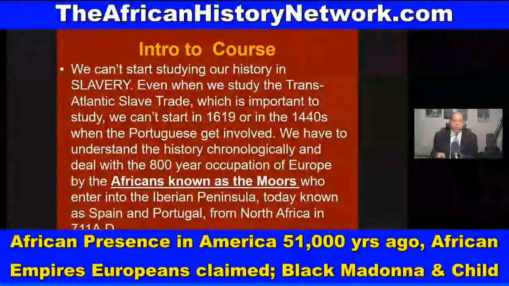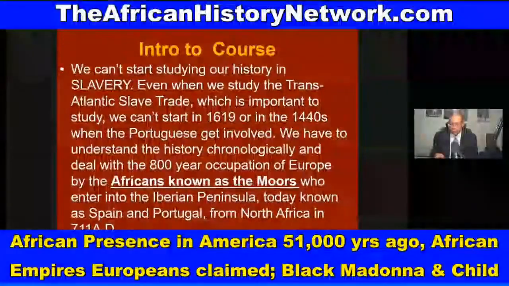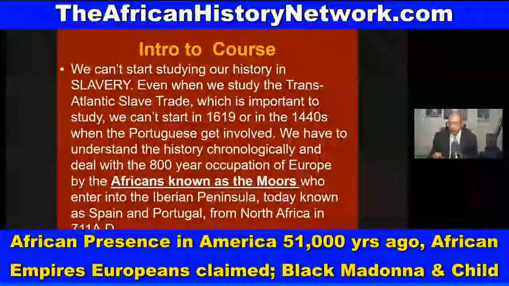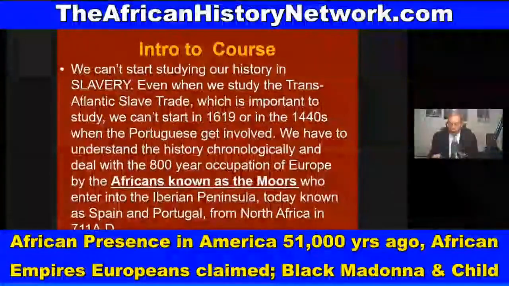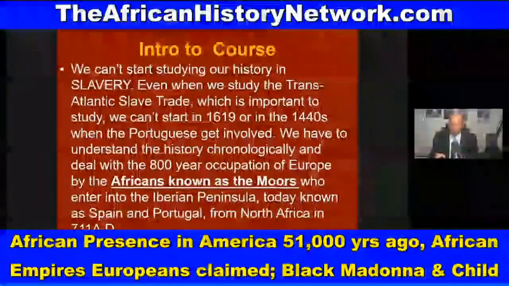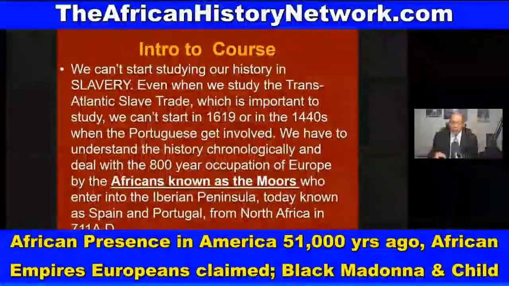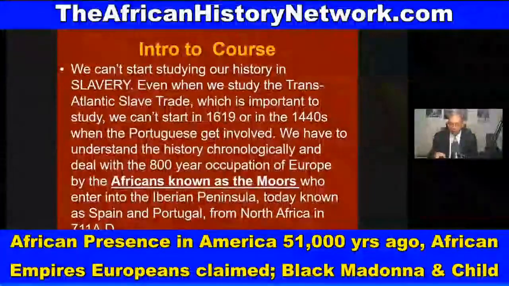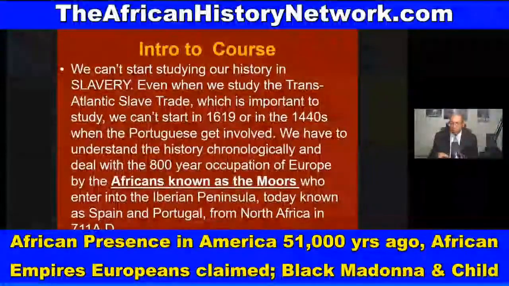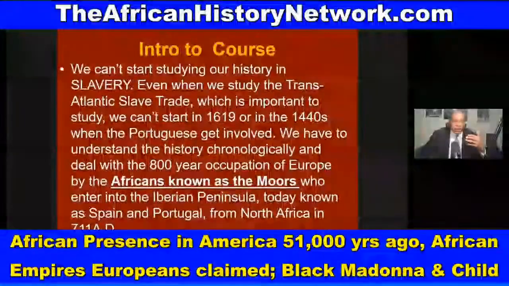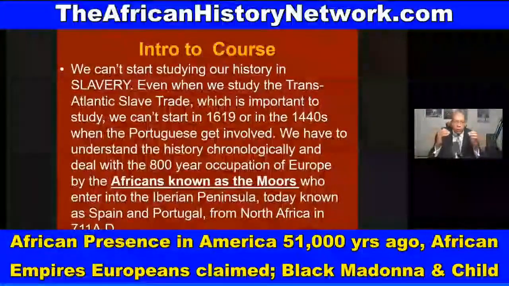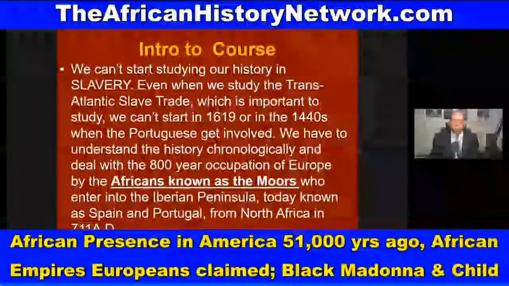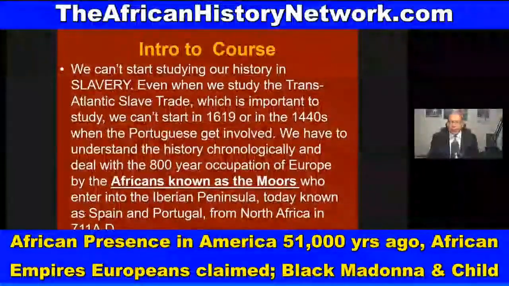We have to deal with the 800-year occupation of Europe by the Africans known as the Moors, who take the teachings from ancient Kemet, ancient Egypt, into the Iberian Peninsula, today known as Spain and Portugal. It's these teachings that the Moors take into Europe from the Nile Valley region of Africa that bring Europe out of the Dark Ages. The next period that Europe enters is called the Renaissance, a period of new enlightenment. The Moors entered the Iberian Peninsula in 711 AD.